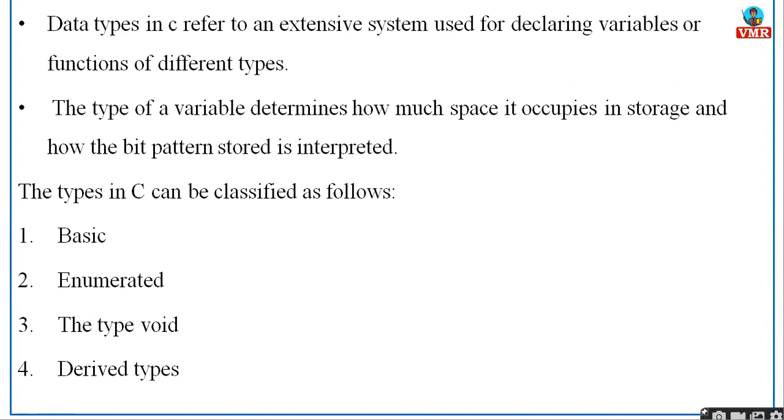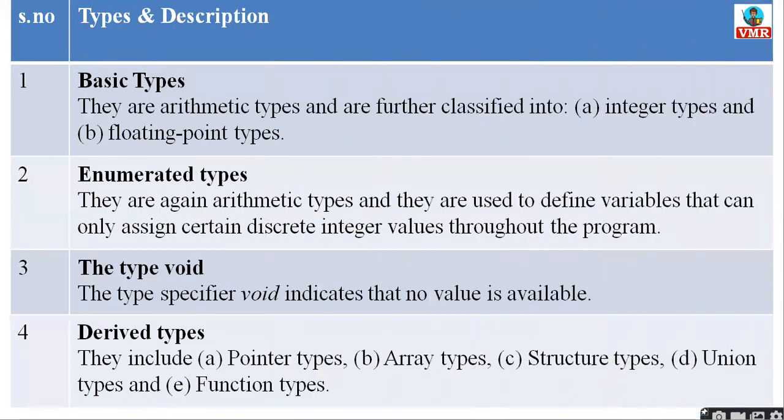The basic data types you will know from today's lecture. Without the basic data types, you're not going to know what enumerated and derived types are. The type void is very simple; it tells you the situations in which you are going to use void. First we'll see the types of data types, and in the upcoming lectures you will come to know the different types, and where and how to use them.